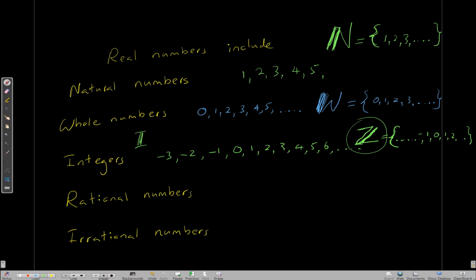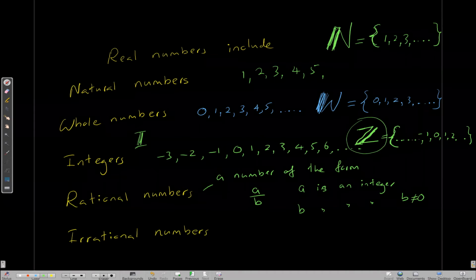Now, rational numbers. Rational numbers are any number of this form: a number of the form a over b. a is an integer. b is also an integer except 0. b cannot be 0. Why? Because you cannot divide by 0.